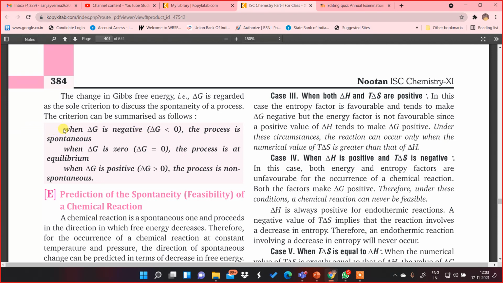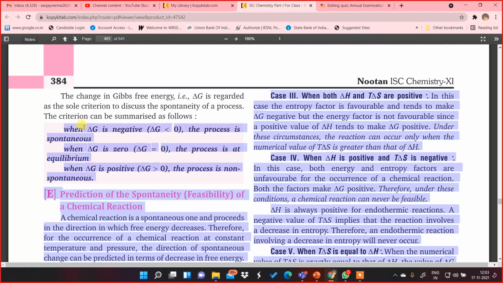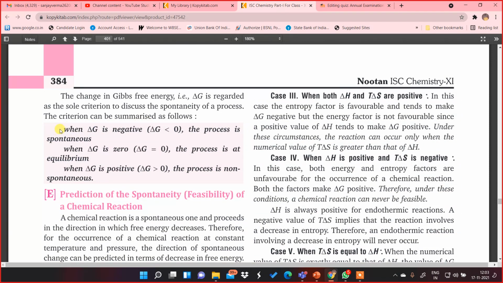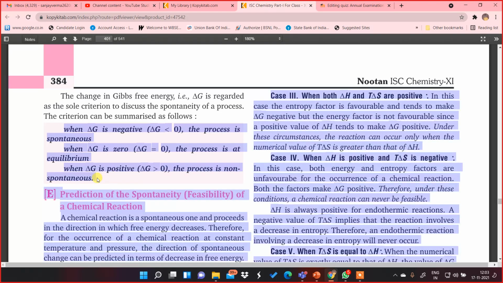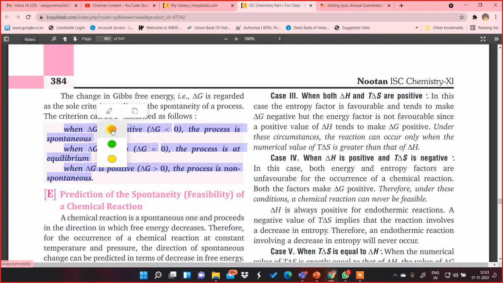So this part becomes more important over here. This part till here, you try to remember. This part is very, very important.